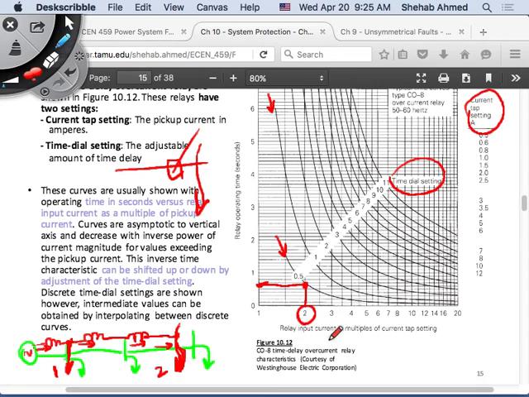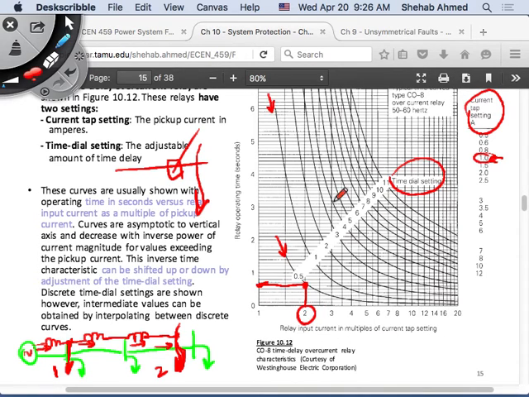Here is the relay input current in multiples of current tap setting. So if the relay input current is 5 amps and your current tap setting is 1, that means I have 5 amps coming in, in multiples of current tap setting. So if I have 2 amps coming into the relay and I've chosen the current tap setting to be 1, then 2 amps would refer to 2 times the current tap setting. So it's 2 amps in this case coming into the relay.